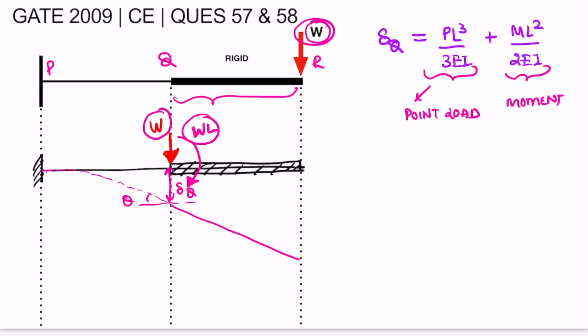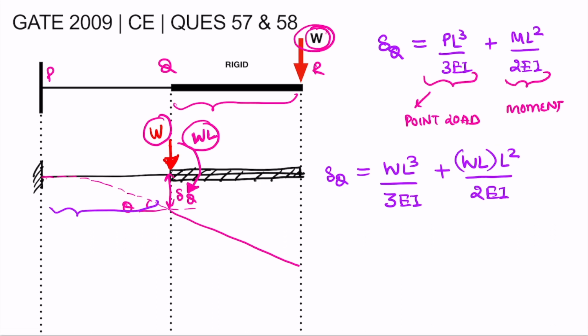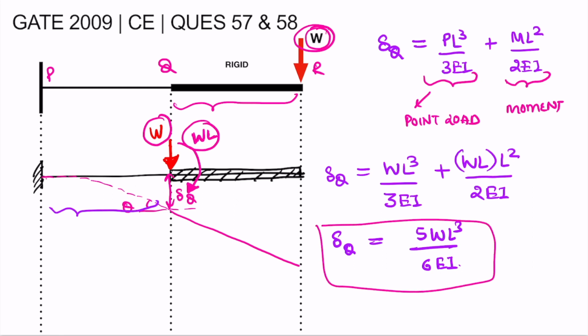So the value of delta Q we will write as, here the load P is W, the length of this portion is L, so L cube divided by 3 times the flexural rigidity of the beam, plus what is the value of moment? Moment is WL multiplied by length square divided by 2 times the flexural rigidity. Delta Q will be 5WL cube by 6EI. Now we have calculated the value of delta Q.